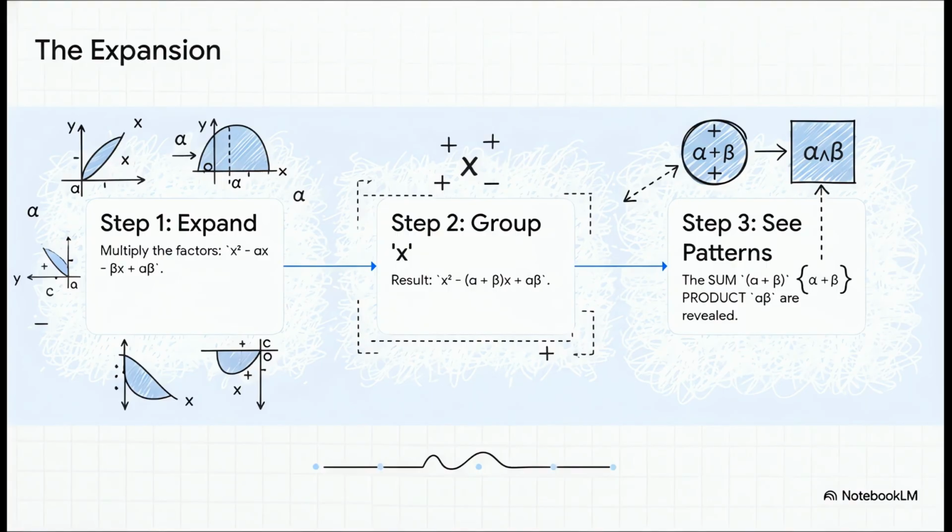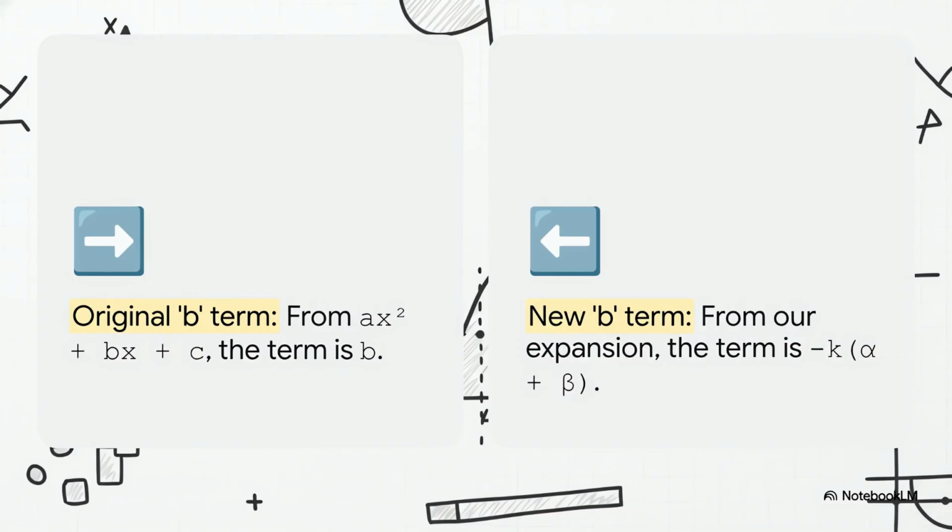And boom, right there. Do you see it? All of a sudden, a pattern just jumps out. The part next to the x is the negative of the sum of our zeros, alpha plus beta. And that lonely term at the end, that's the product of our zeros, alpha times beta. This is the secret.